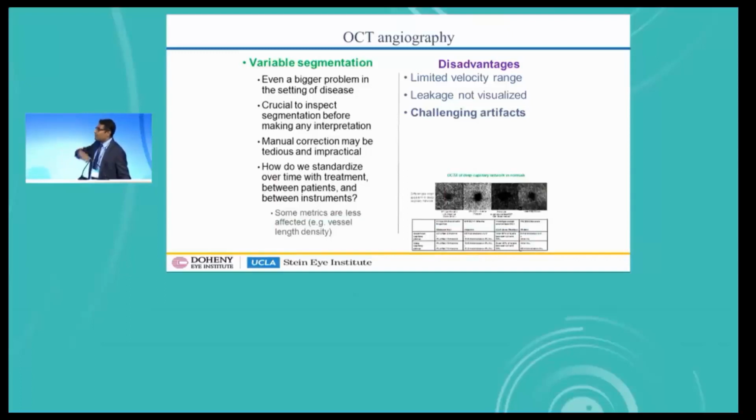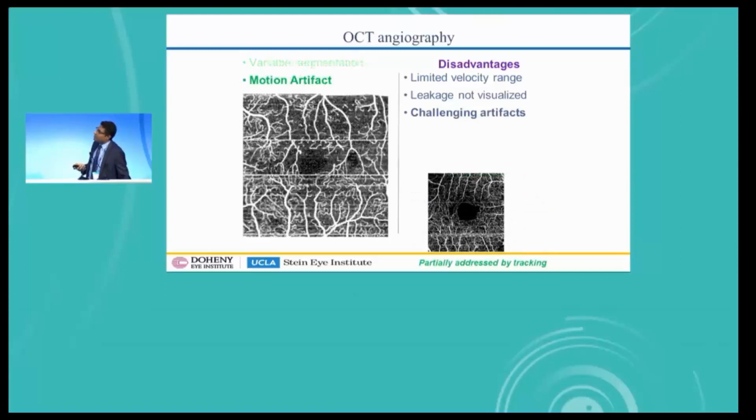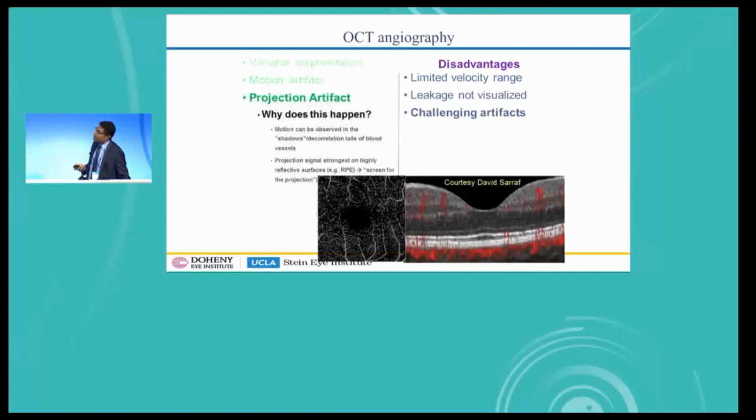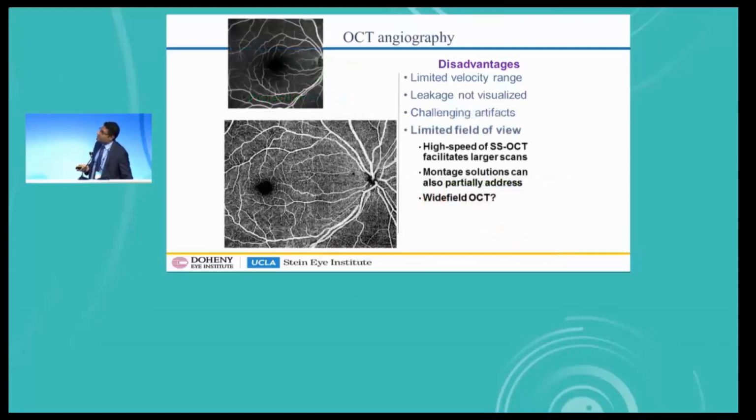And, of course, we have many different instruments. How do you standardize? That's something that we're still working on. Motion artifact is another problem. Projection artifact, we didn't really talk a lot about this, but you have to be able to know that you can see that there's reflections from deeper layers. That can be confusing in interpreting these images.